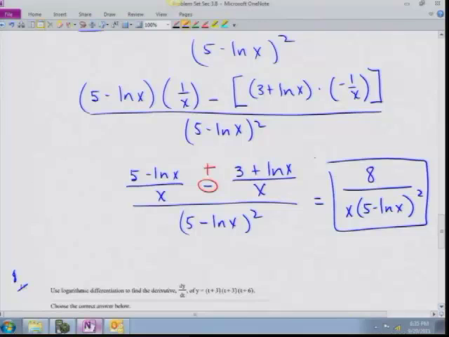Okay, see that negative 1 over x up there? And you've got minus and minus. So if you miss that, you'll miss the problem. Because you wouldn't get 8, you'd still have these things, it'd be crazy. Okay? Any other questions about that one?